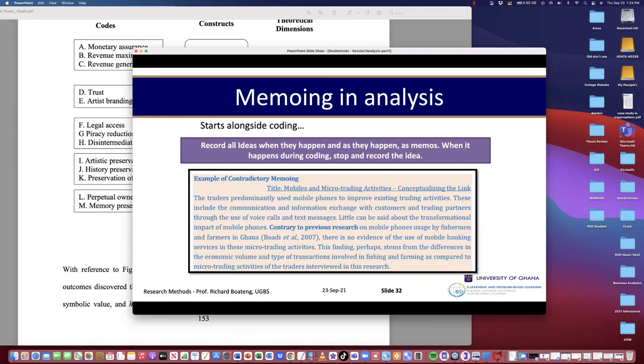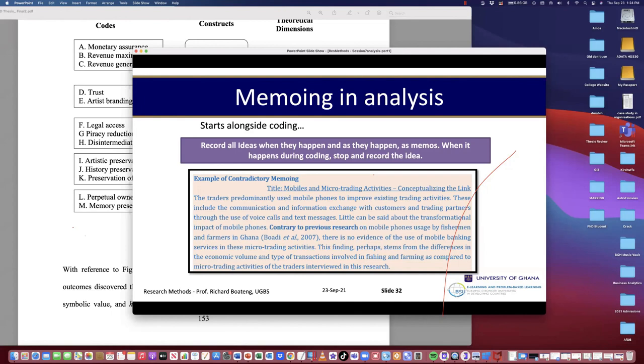Contradictory memoing happens when there is a contrast. For example, traders predominantly use mobile phones to improve existing trading activities. These include communication and information exchange with customers and trading partners through the use of voice calls and text messages. Little can be said about the transformational impact of mobile phones. Contrary to previous research on mobile phones used by fishermen and farmers in Ghana, there is no evidence of the use of mobile banking services in micro trading activities.